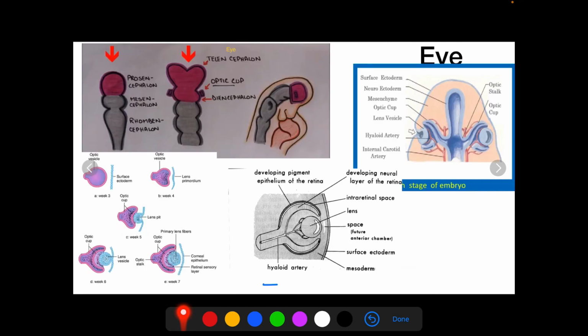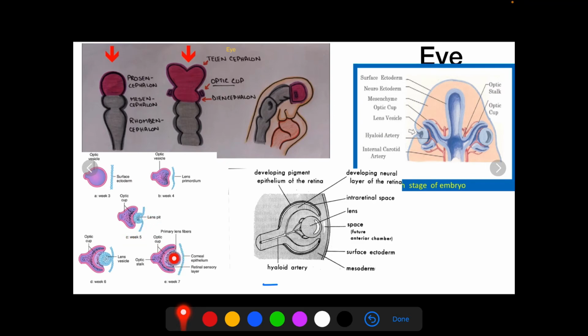Regarding the eye, in the diencephalon area, there will be bulging. This bulging will come to the surface. As we know, the outer part of the embryo is called surface ectoderm. This bulging that formed from the diencephalon comes near to the surface ectoderm, and takes a bit of it, a piece of it, and takes it inside, and turns this piece into the lens.